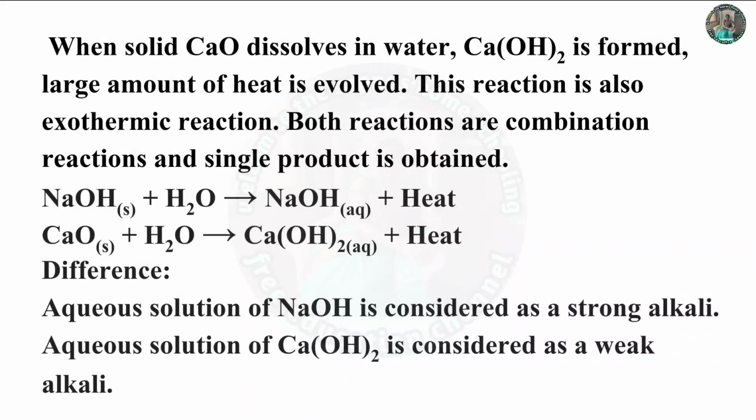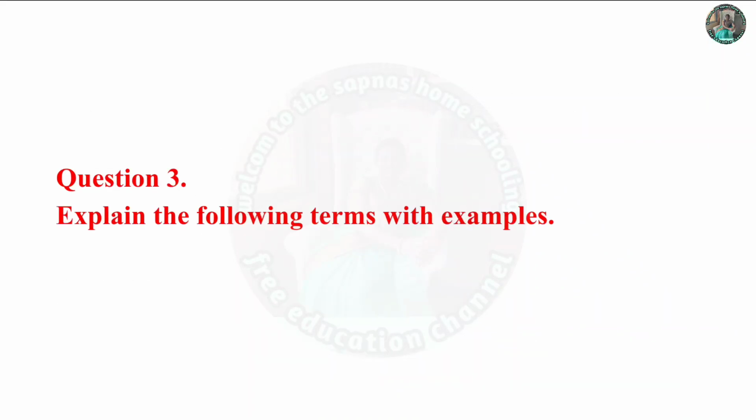Means NaOH plus H2O is equal to NaOH aqueous plus heat. And the second is CaO plus H2O is equal to Ca(OH)2 aqueous plus heat. Difference: the aqueous solution of NaOH is considered a strong alkali. The aqueous solution of Ca(OH)2 is considered a weak alkali.